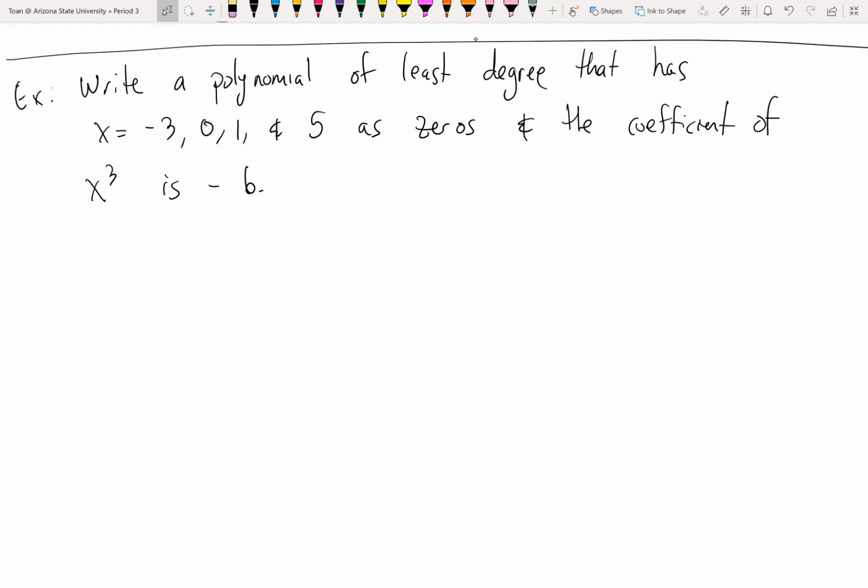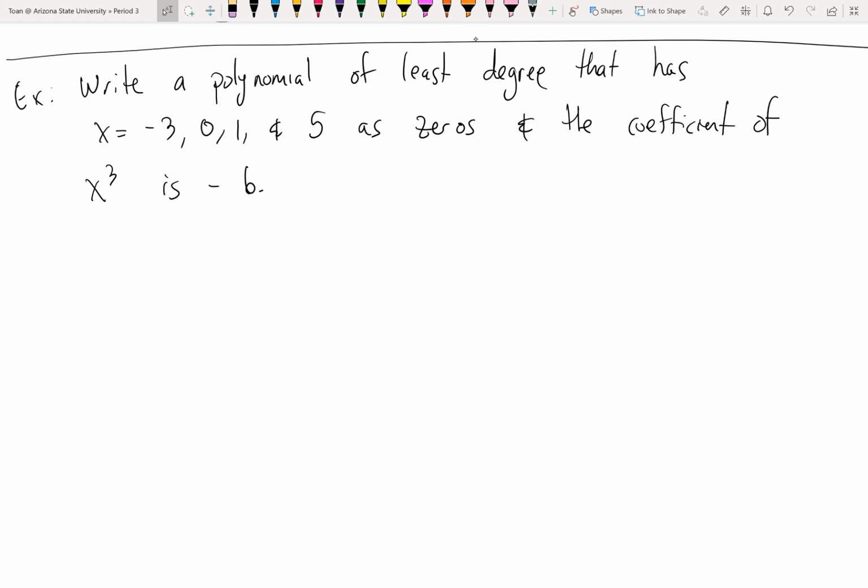So with the factor theorem, we could be the mathematical version of McDonald's. They give you an order, and you produce the equation. So someone comes up to the drive-thru and says, yes, I want a polynomial. It needs to have x-intercepts of -3, 0, 1, and 5. Oh, by the way, on the x cubed, I want a -6 in front of it. How are we supposed to answer this question?